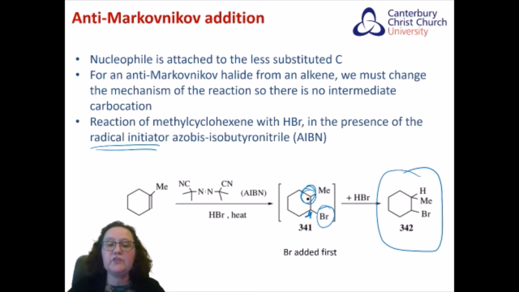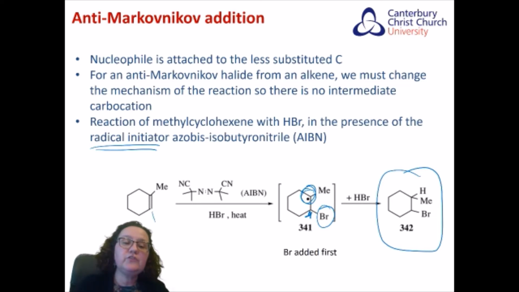This method is exclusive to the formation of brominated compounds, so it's not the most common one. But if you choose the conditions right, you can produce anti-Markovnikov additions in which the halogen, in this case the bromine atom, will go to the least substituted carbon of the double bond.